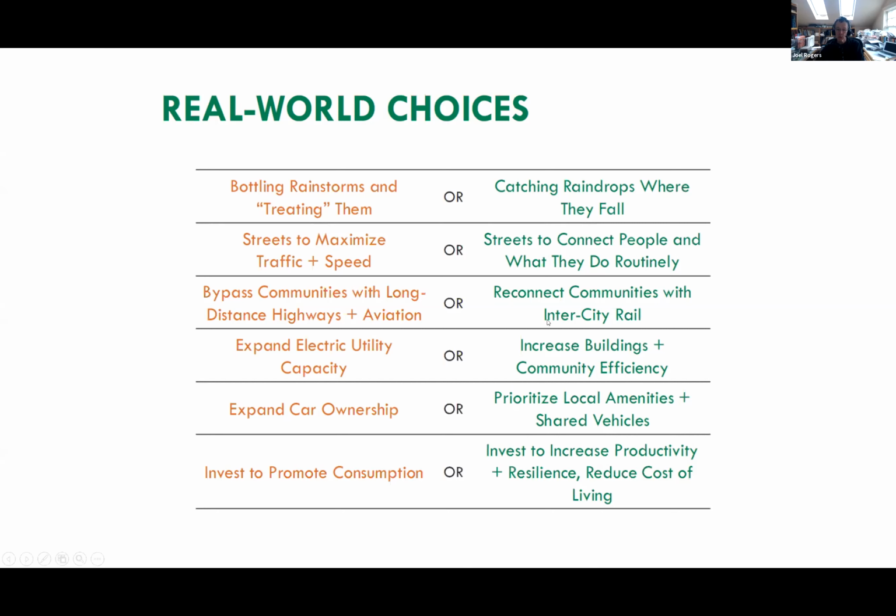They don't try to increase building and community efficiency; rather they just keep expanding things, like electric utility capacity. They don't tend to prioritize local amenities and shared vehicles. Instead, they focus on expanding car ownership. And in general, they don't invest to increase productivity and resilience and to reduce the cost of living. That's what the high road tells you to do. Instead, they invest to promote more consumption.